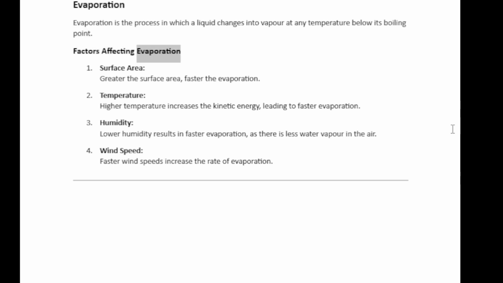Factors affecting evaporation. Surface area. Greater the surface area, faster the evaporation. Temperature. Higher temperature increases the kinetic energy, leading to faster evaporation. Humidity. Lower humidity results in faster evaporation, as there is less water vapor in the air. Wind speed. Faster wind speeds increase the rate of evaporation.